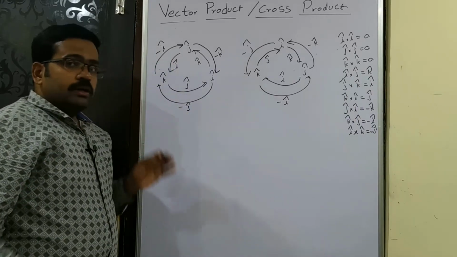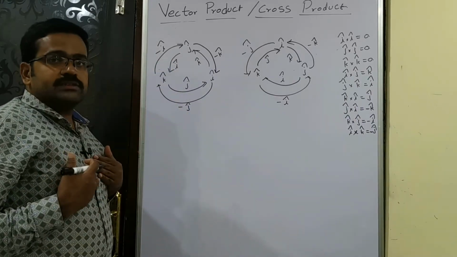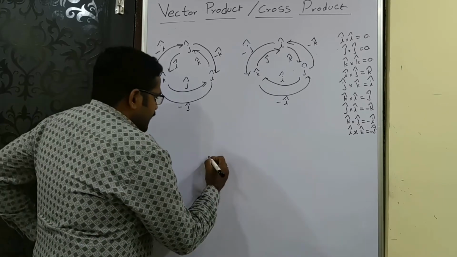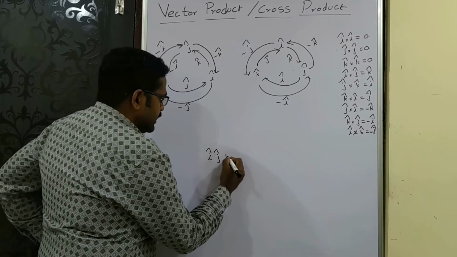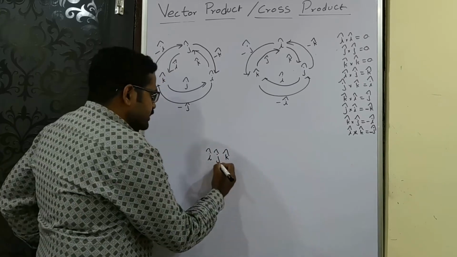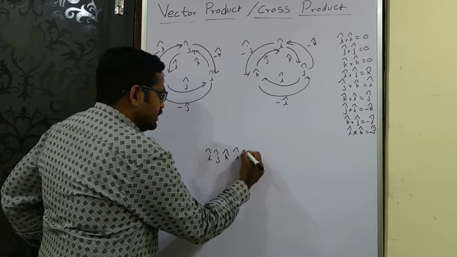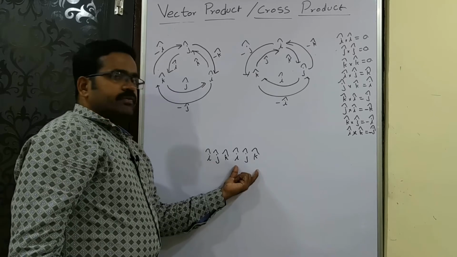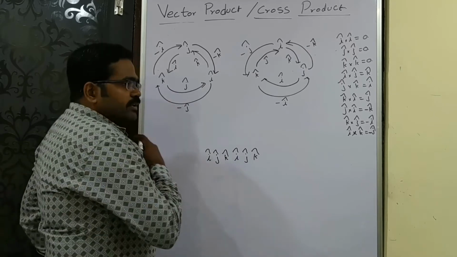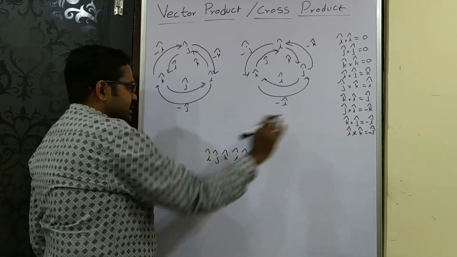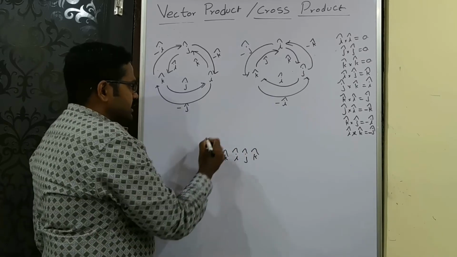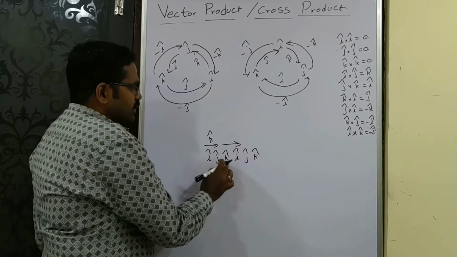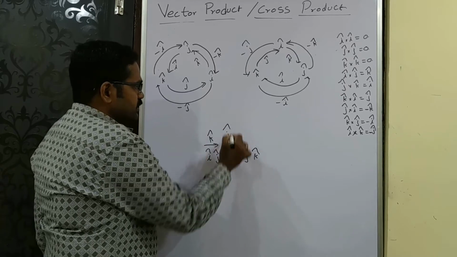Now I am going to teach you what I find easiest. You might not find this in many books. Write i cap, j cap, k cap once, and again repeat these three, so we have two sets of i cap, j cap, k cap. Whatever you are multiplying in this direction, that is positive. i cross j, you take the third unit vector k cap. k into i, what is left out here? j cap. So positive j cap.